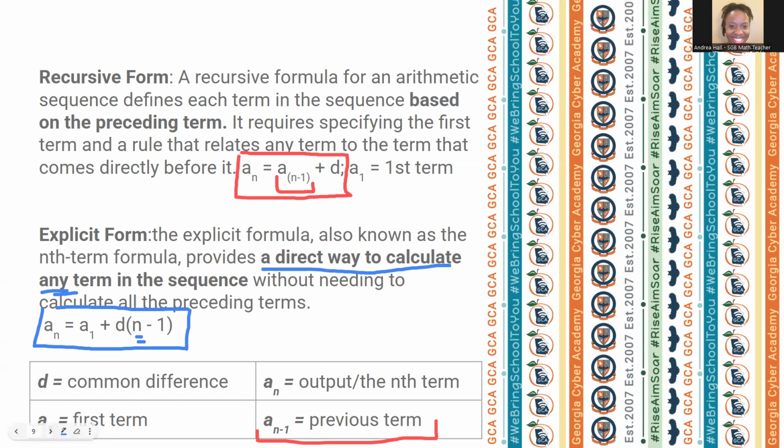Write that down. You need to know what they represent. Now, they'll give you the formula, but they won't say what A sub n represents, what A sub 1 represents, and what D represents. So you need to make sure you memorize that.